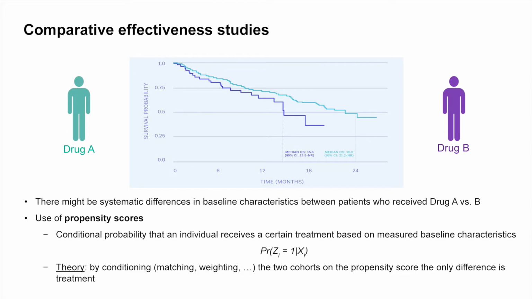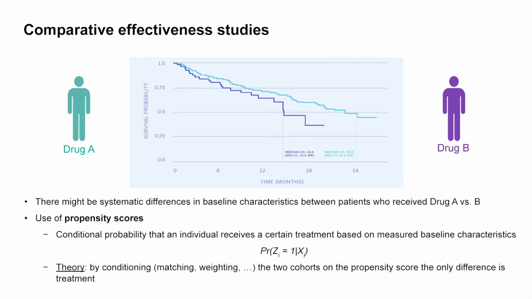So, as opposed to randomized trials, in observational studies we may acknowledge the fact that due to the lack of randomization, there will likely be systematic differences in baseline characteristics between patients who received drug A versus patients who received drug B. As a balancing score in pharmacoepidemiology, these systematic differences might be approached using propensity scores, which are defined as the conditional probability that an individual receives a certain treatment based on observed baseline characteristics.